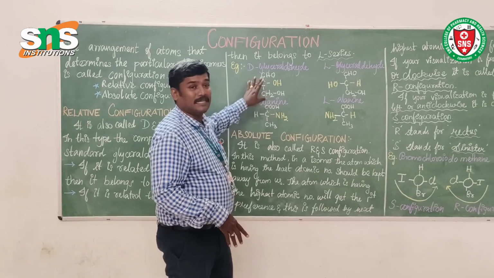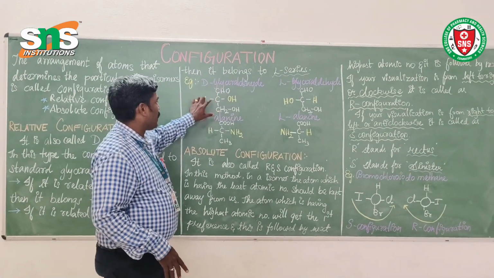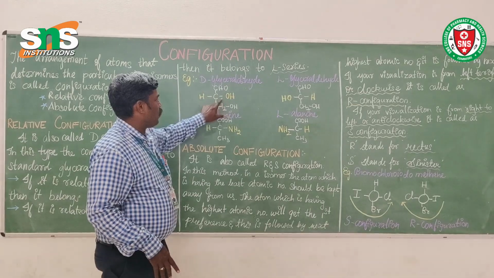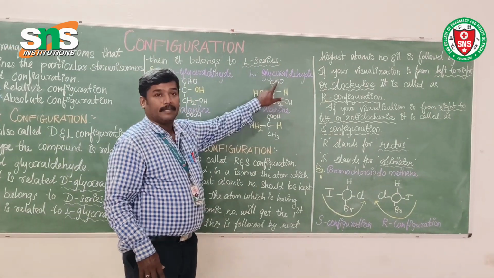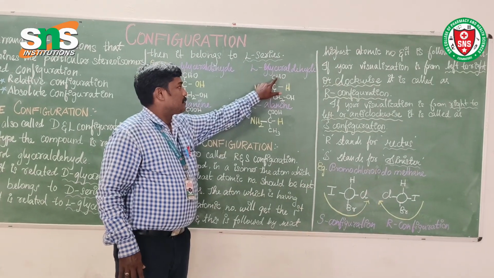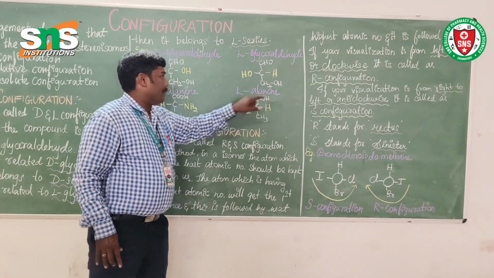Here we are taking the standard glyceraldehyde. This is the structure of standard glyceraldehyde: CHO, HCOH, CH2OH. This one is L-glyceraldehyde. Here you will find the structure CHO, OH, CH, CH2OH.